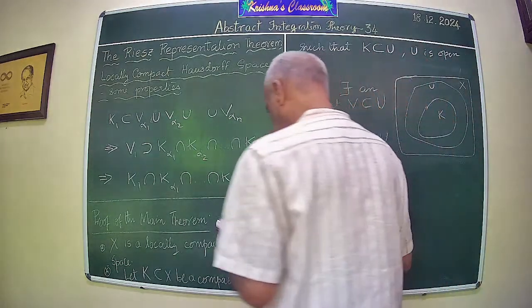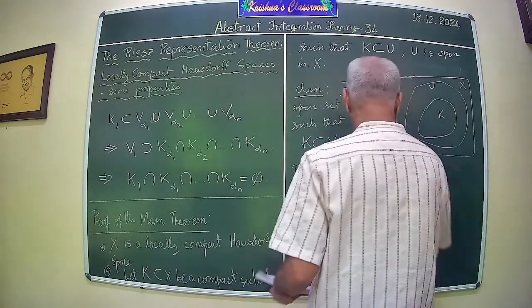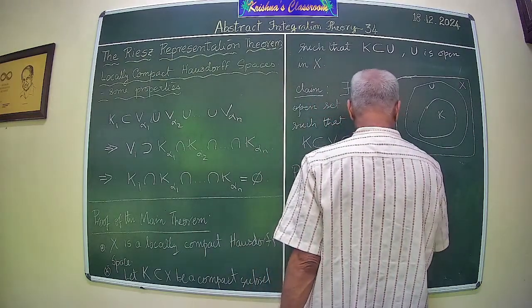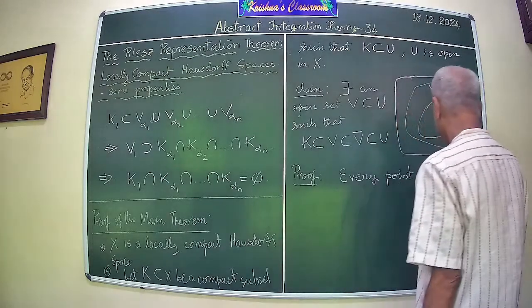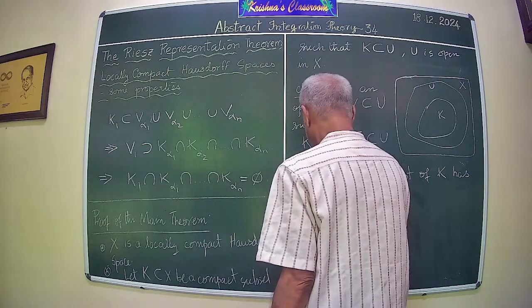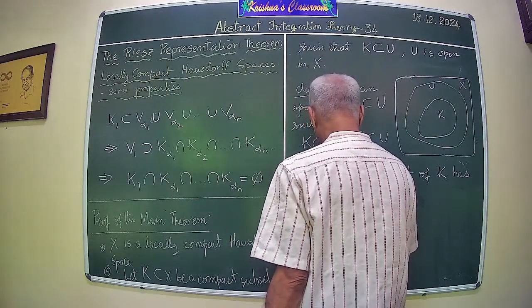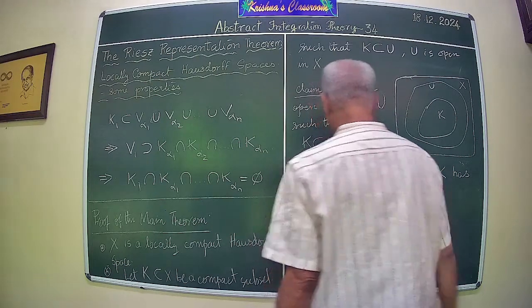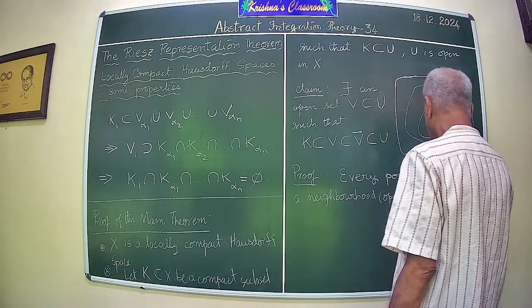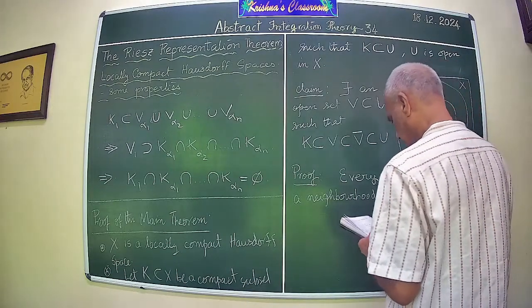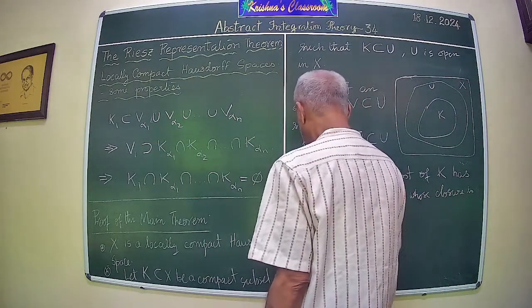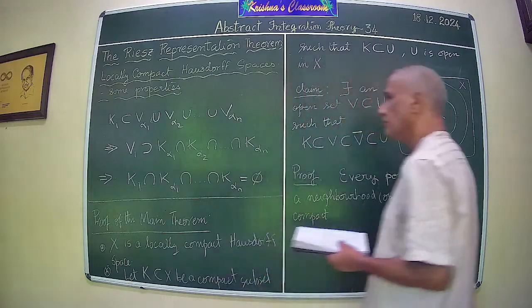Now you see that every point of K has a neighborhood, an open neighborhood whose closure is compact. Okay.